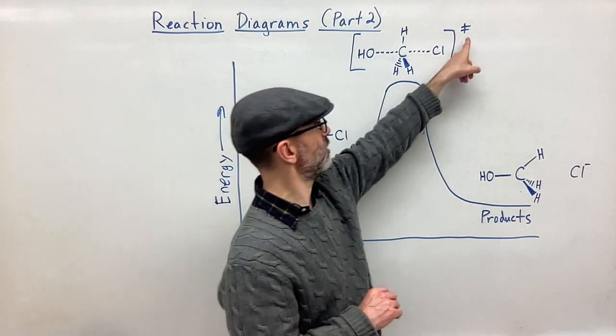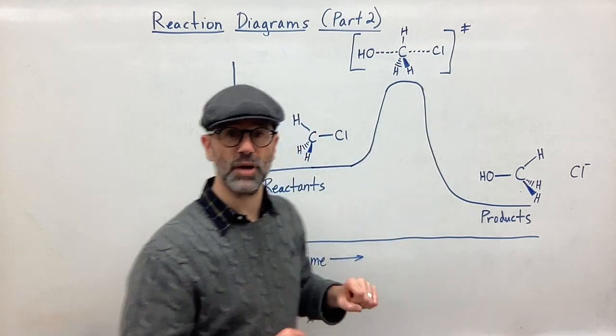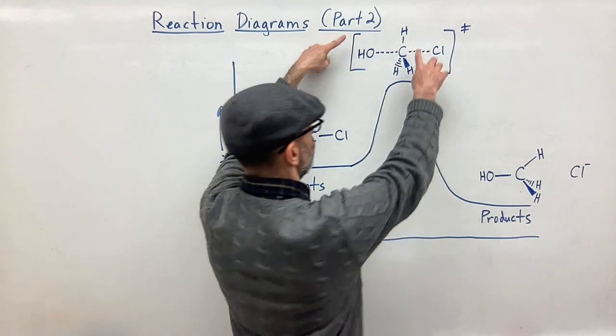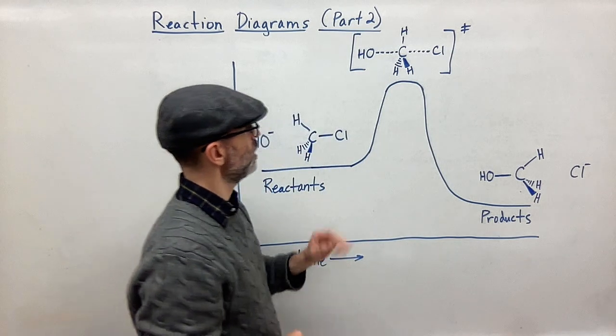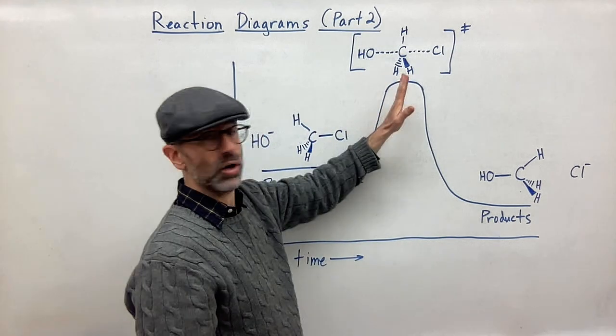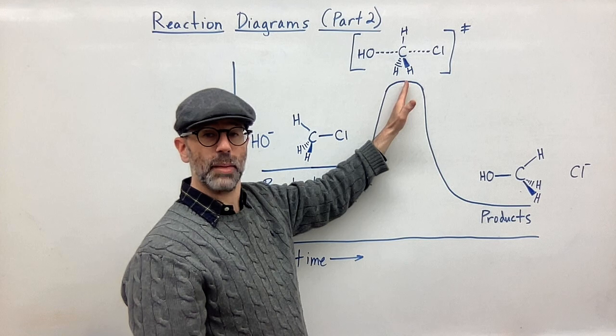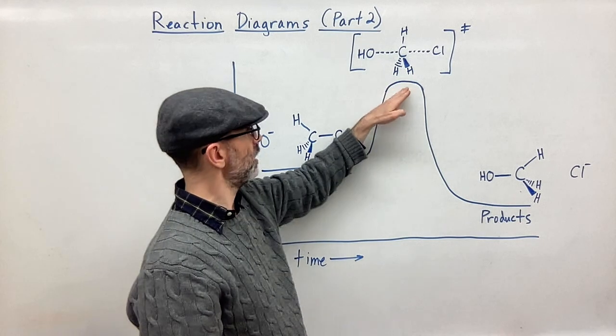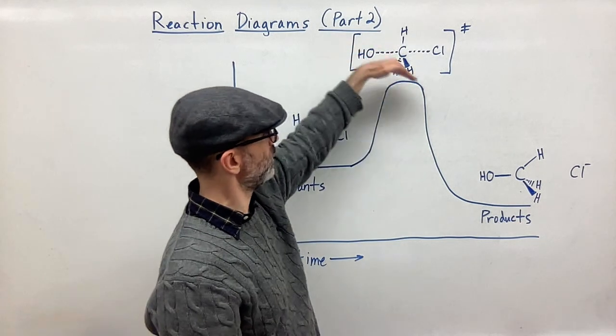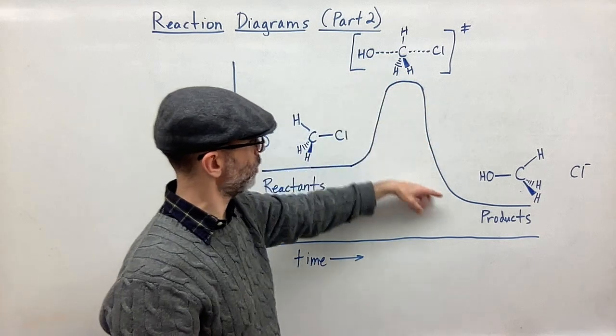And again, we have the double cross here to represent that, and we usually put it in square brackets. So at this point, we're on the top of the hill. We're coming over the barrier, and now it's all downhill. It'll form the two products.